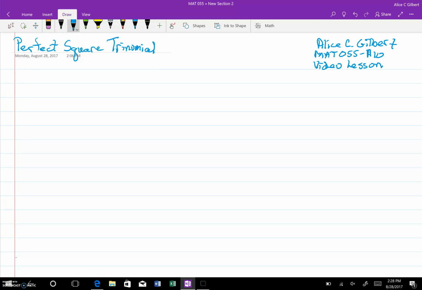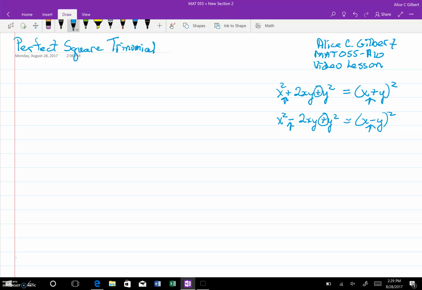So a perfect square trinomial generically can look like x squared plus 2 times x times y plus y squared, or it can look like x squared minus 2 times x times y plus y squared. And then that's the multiplied form. It goes into the factored form of x plus y, the quantity squared, or it goes to x minus y, the quantity squared. If you notice, this sign and this one are always the same, and this sign is always positive. Okay?